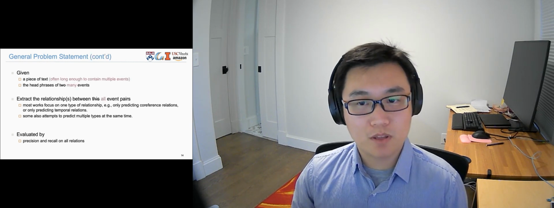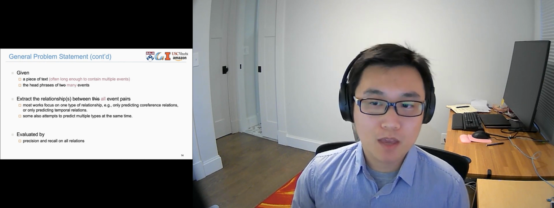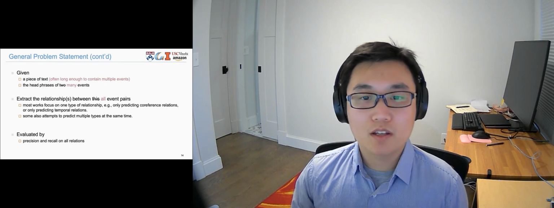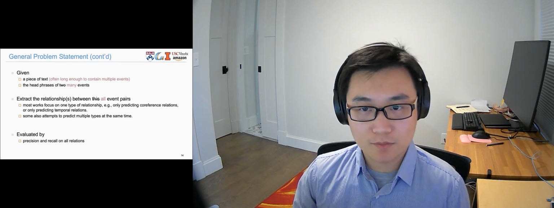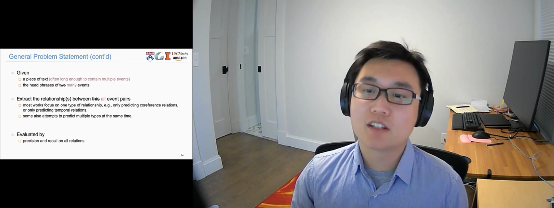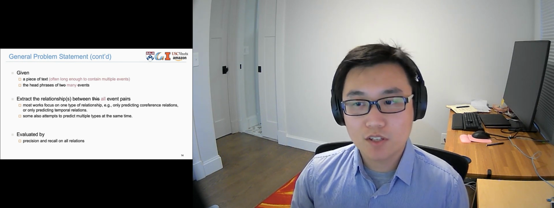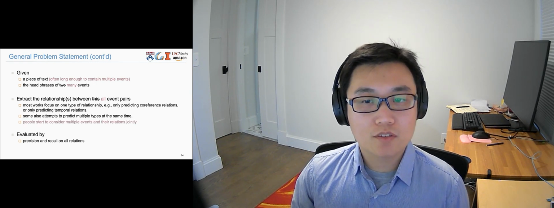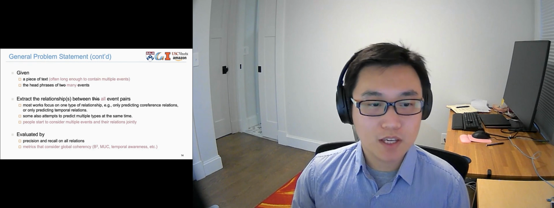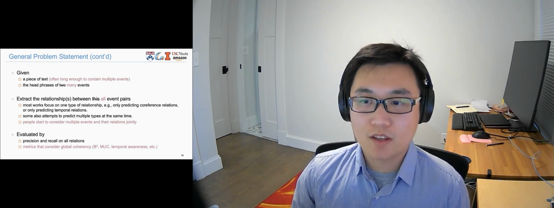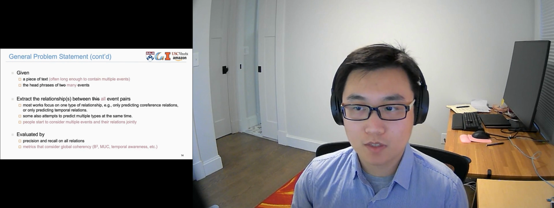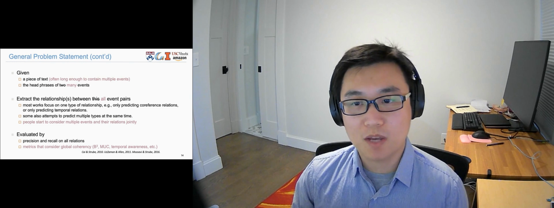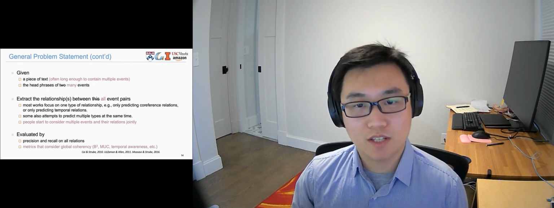Another setting, probably more complicated, is to present many events. And instead of looking at one event pair, this time one can look at all event pairs in the given context. Since these relations connect many events together, we can consider multiple events and their relations jointly. There are also corresponding metrics like B3, MUC, and temporal awareness that consider global coherency. Of course, there are also many works discussing these metrics and how to improve on them, although they are not covered in my talk today.